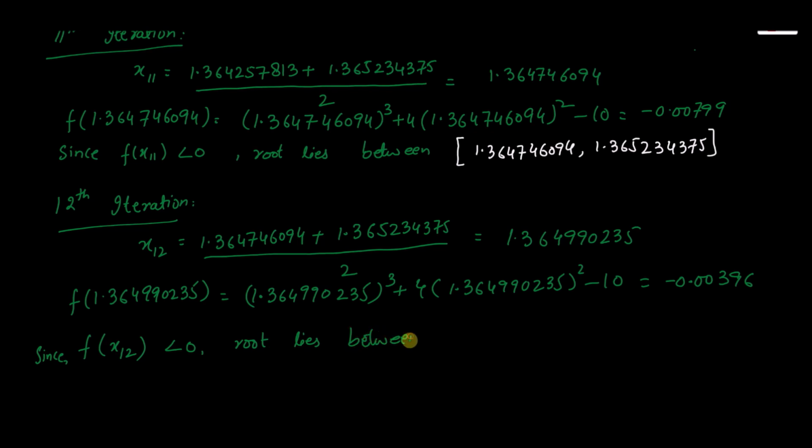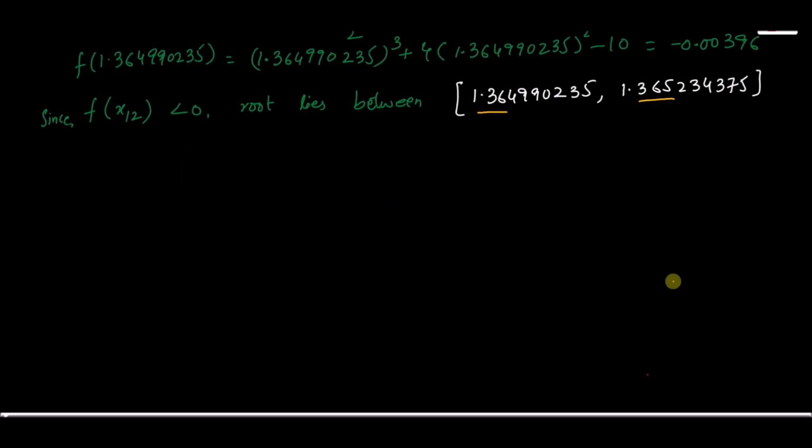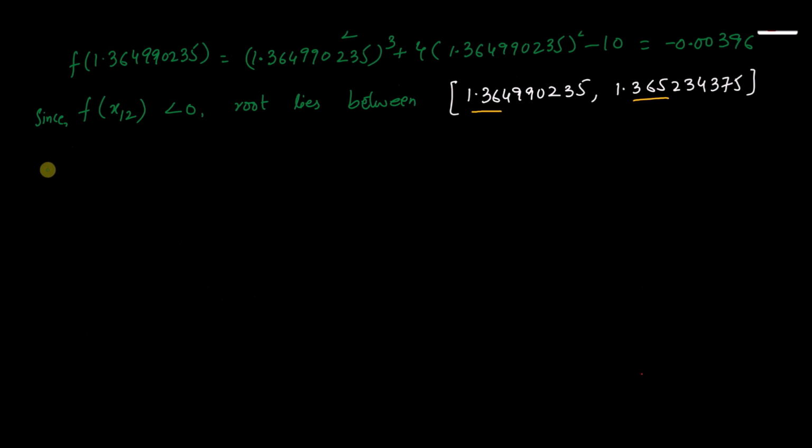so the root lies between. We need to update on the negative side. So 1.364990235 is the updated side, and the previous positive side, 1.365234375, is unchanged. Okay, still we didn't achieve the accuracy, we still have accuracy to 2 decimal places. It means that we need to go for more iterations. So let's proceed to the 13th iteration.